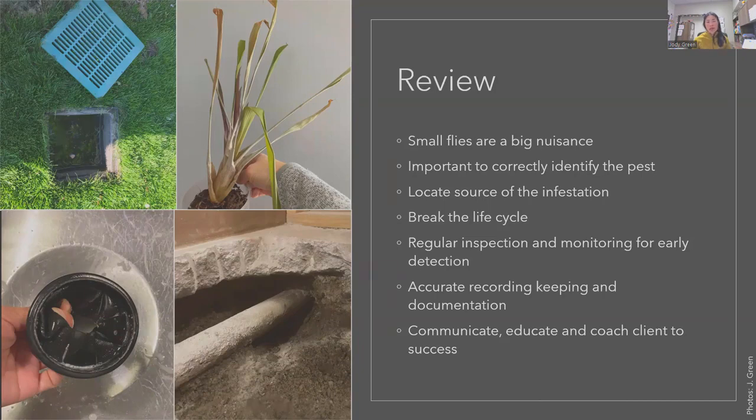And in order to do that, you need regular inspections. And even if you do get rid of the flies for a little bit, you want to make sure you have that monitoring in place. You want to make sure that your clients can come to you and tell you that things have gotten better, or maybe things are not getting better.